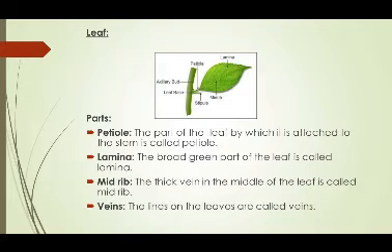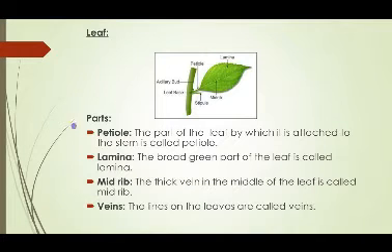Now there are different parts of a leaf, that is petiole, lamina, midrib and veins. What is petiole? The part of the leaf by which it is attached to the stem is called petiole. Lamina, the broad green part of the leaf, is called lamina. Midrib, the thick vein in the middle of the leaf, is called midrib. And veins, the lines on the leaves, are called its veins.